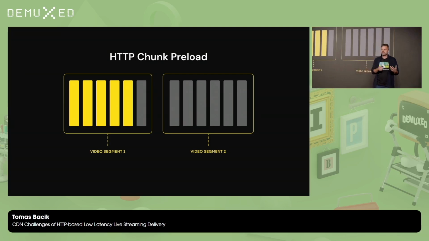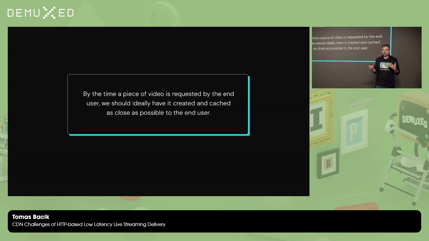And even when we initiate a data preload for a segment that has not been even partially created, we do not answer with 404, but we wait until the first chunk, the small playable unit, is created, and we pass it forward. So the goal here is that by the time a piece of video is requested by the end user, we should have it somewhere in cache, as close as possible to the user. It's not a new idea; it's a standard prefetch, but we now use it in this dynamic data transfer for live streaming.